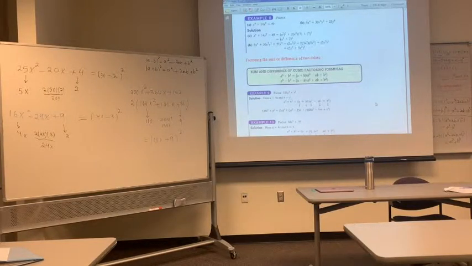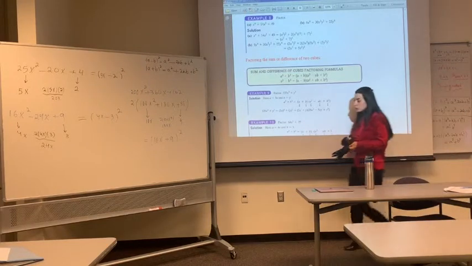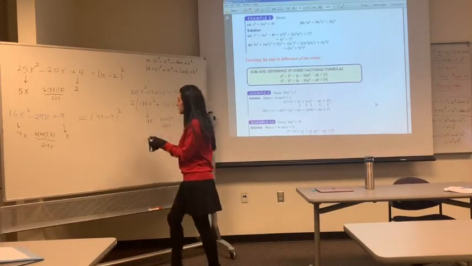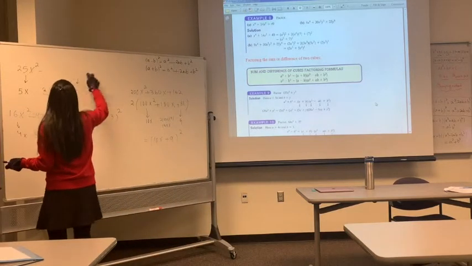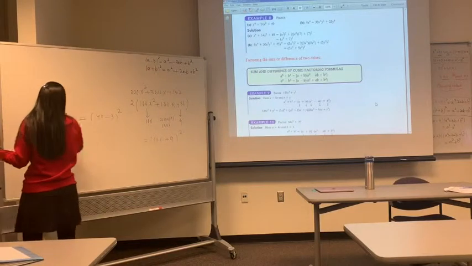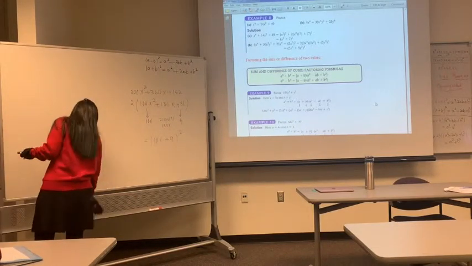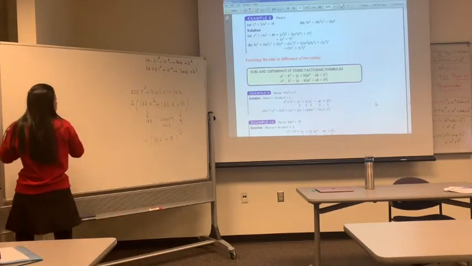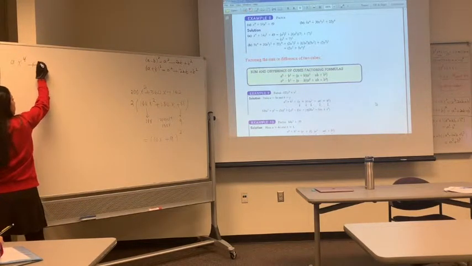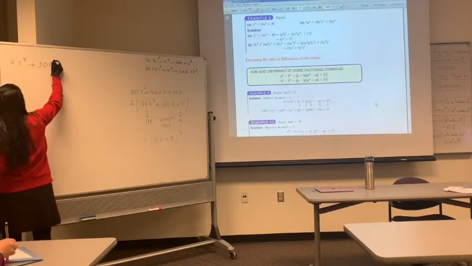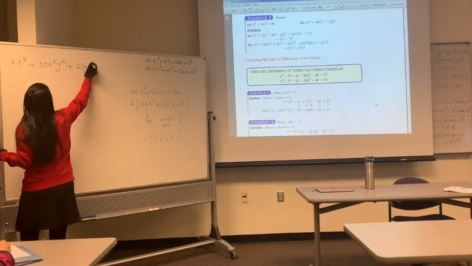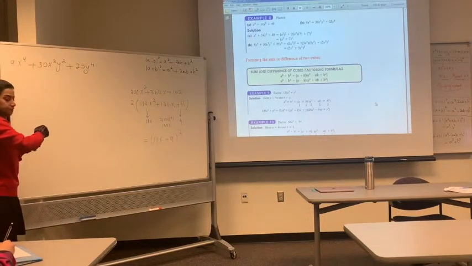This is interesting. Here we have more than one variable. We have 9x power 4 plus 30x squared y squared plus 25y power 4.